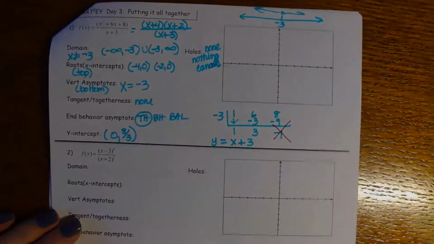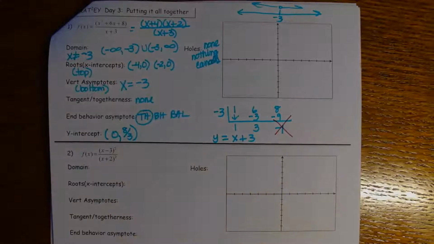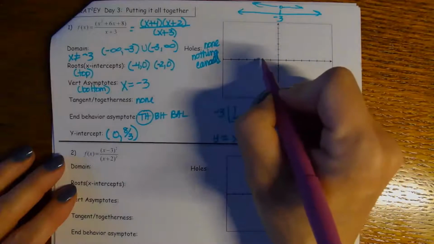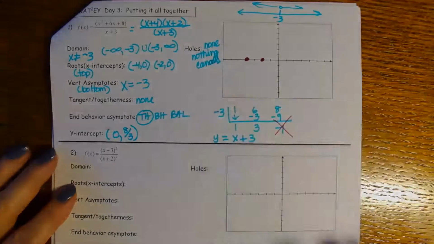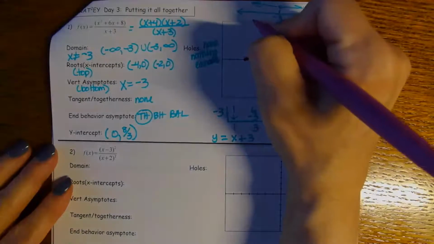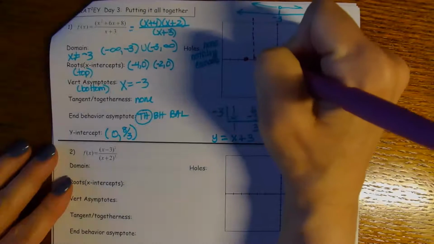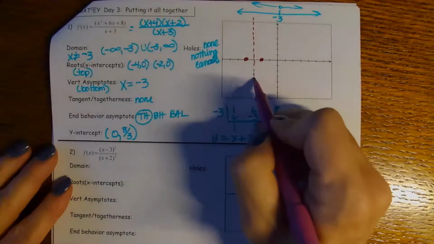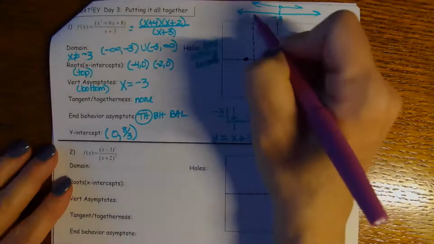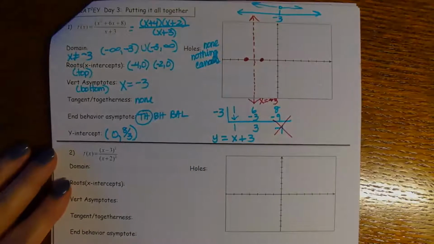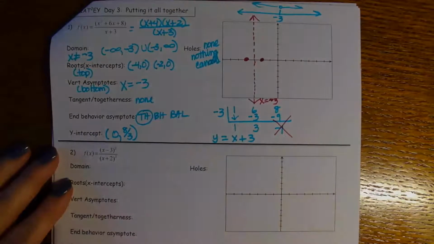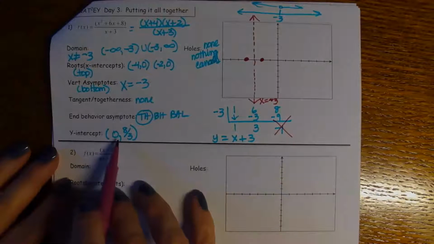All right, let's graph. We have all the details, right? We have all the clues. Now we got to try to put a picture to that. So roots, -4, -2. Asymptote at -3. Well, this is looking pretty weird. This is x equals -3, right? No tangent or togetherness. Y-intercept is at 8/3.